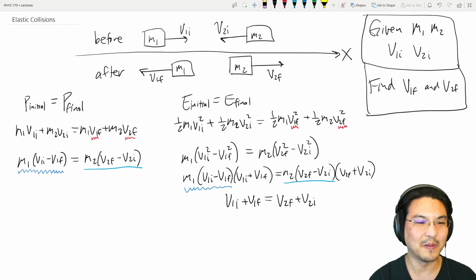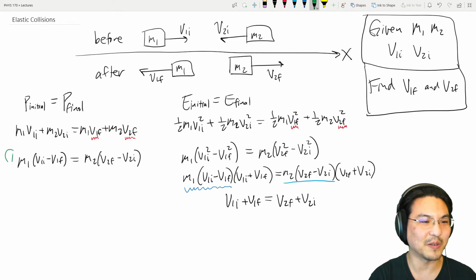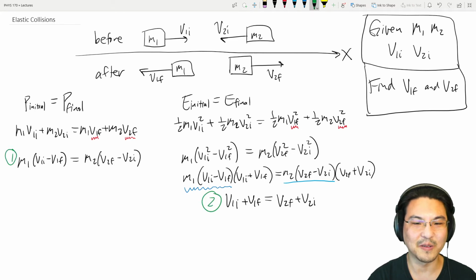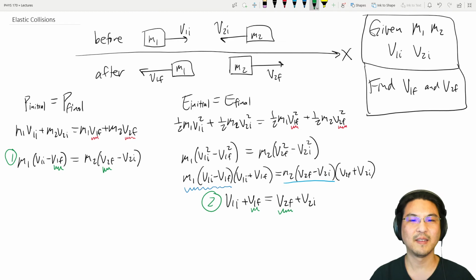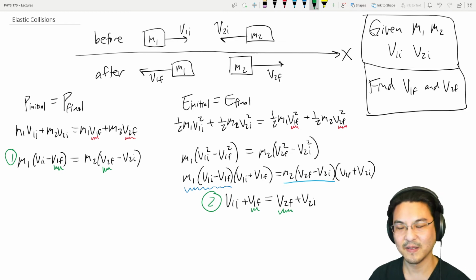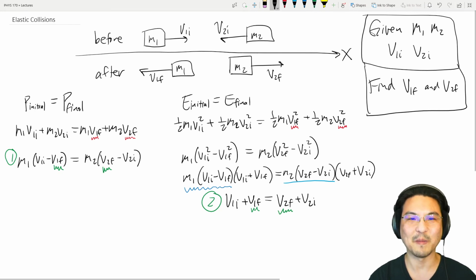So now, maybe try it yourself right here. Given these two equations, equation 1 and equation 2, solve for these two unknowns, v1 final and v2 final. I'll pause here and you try it. You can pause here, but then let me work it out.